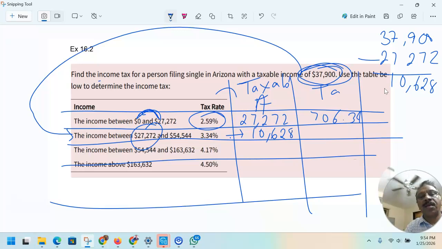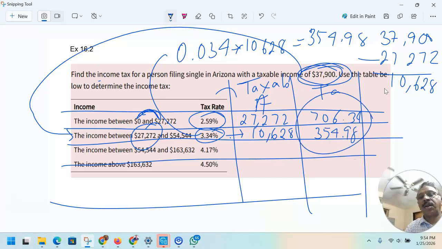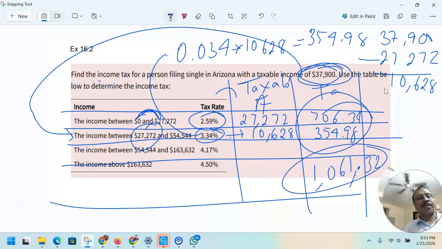So this amount will go here, 10,628. But then you have to take 3.34% of that, right? So 3.34% here means 0.0334 times 10,628. If you do this little math there, you get 354.98. So that will go here, 354.98. And you put this together, you get 1,061.32. I hope that helps.